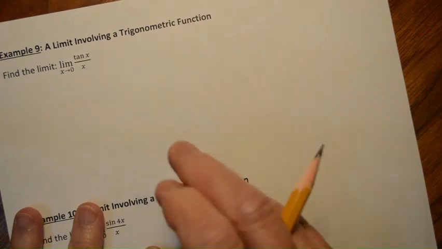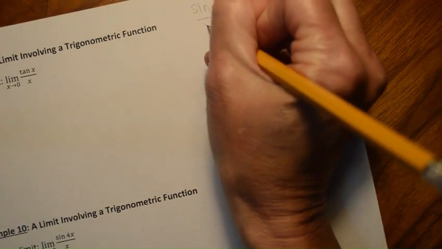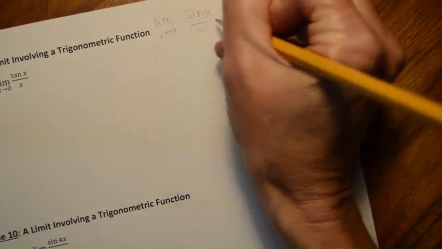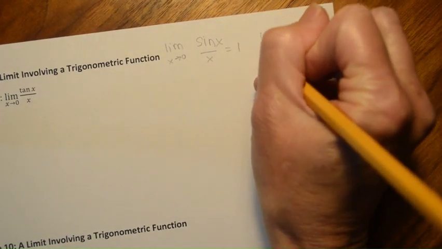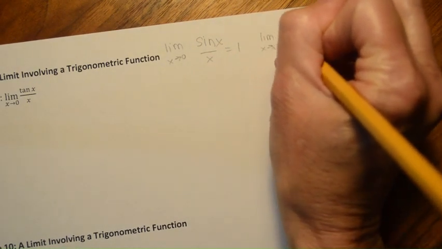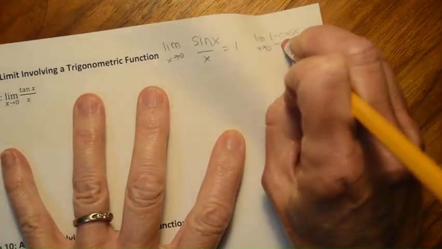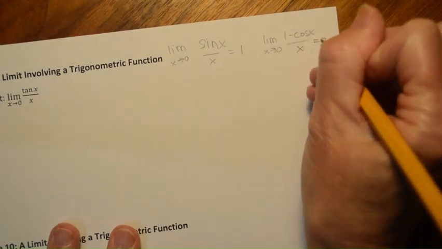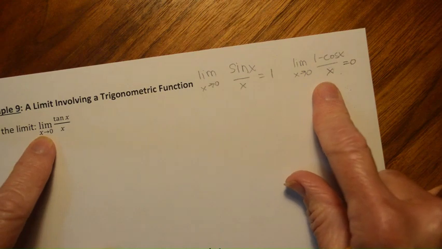All right, so now they're going to give us ones. Obviously, they're not going to give us the easy ones of this: limit as x approaches 0 is 1. They're not going to give us that. That would be too easy. They're not going to give us this: as x approaches 0 of 1 minus cosine x over x is 0. They're going to give us things and make us think how we can apply these two.